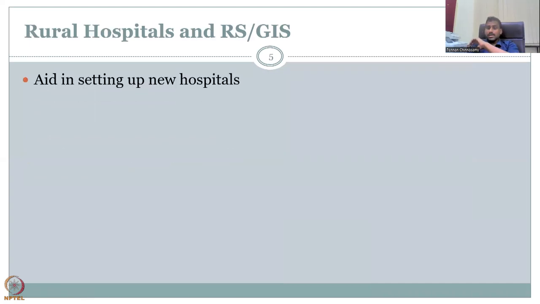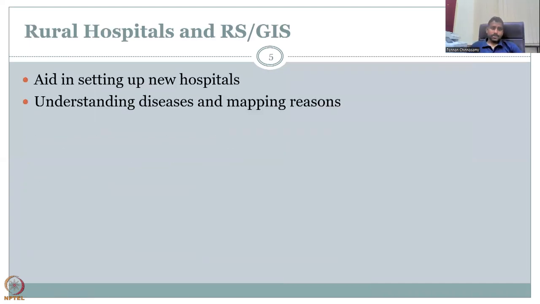The next is hospitals. So remote sensing can help in setting up new hospitals. As I said, populations are moving. The same examples apply. Just now, remove the schools and put hospitals. For a population, you should know how many hospitals are needed. For example, if there are 30 people, you cannot have a 10-bedded hospital. You have to have more, right? If many, many villages are there.